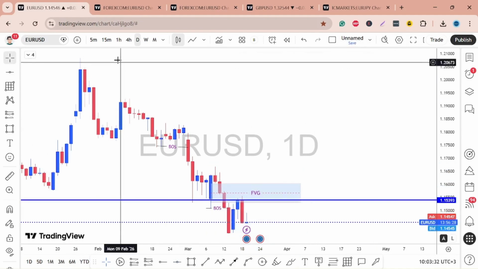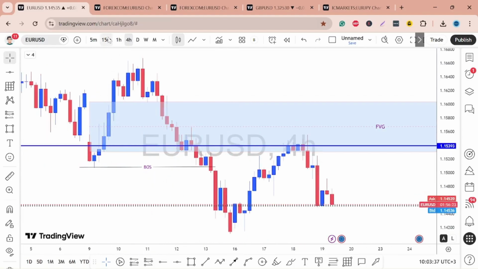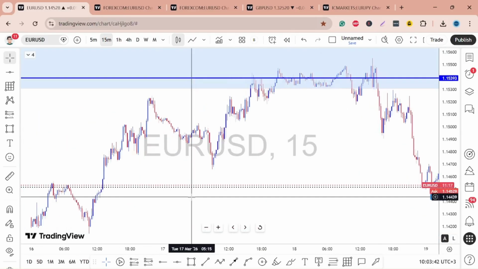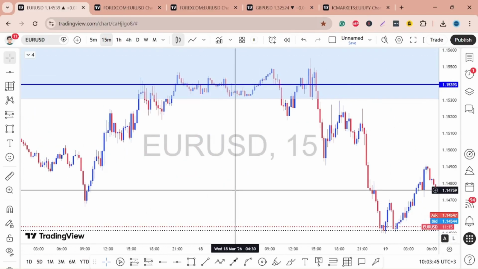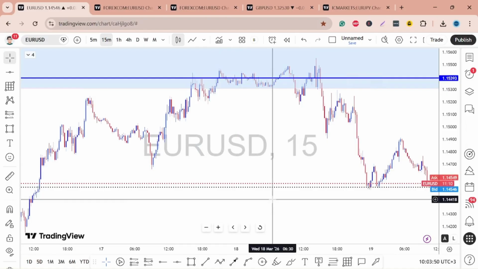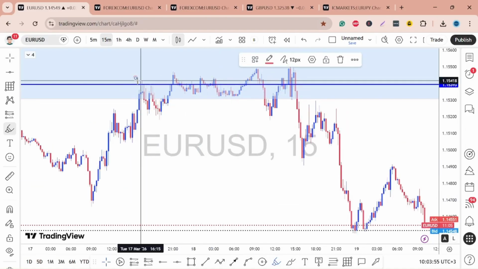Then we can remove the Fibonacci now and go to the 4-hour time frame, and eventually go to the entry time frame, which is M15. Now once the market is approaching my POI, what we need to see is the market doing a change of character. That is important, guys. You cannot miss out on that one.